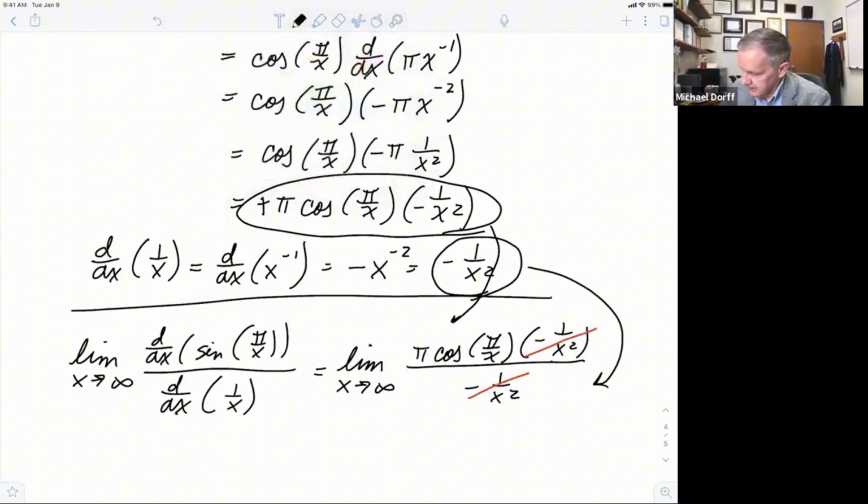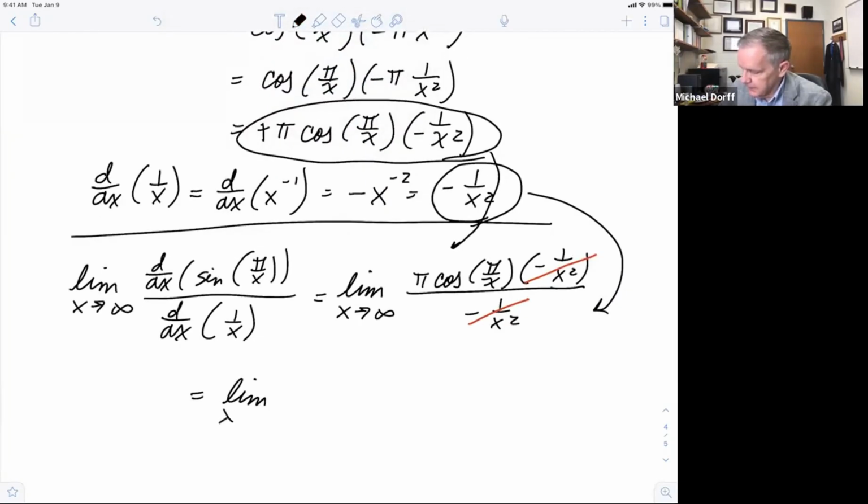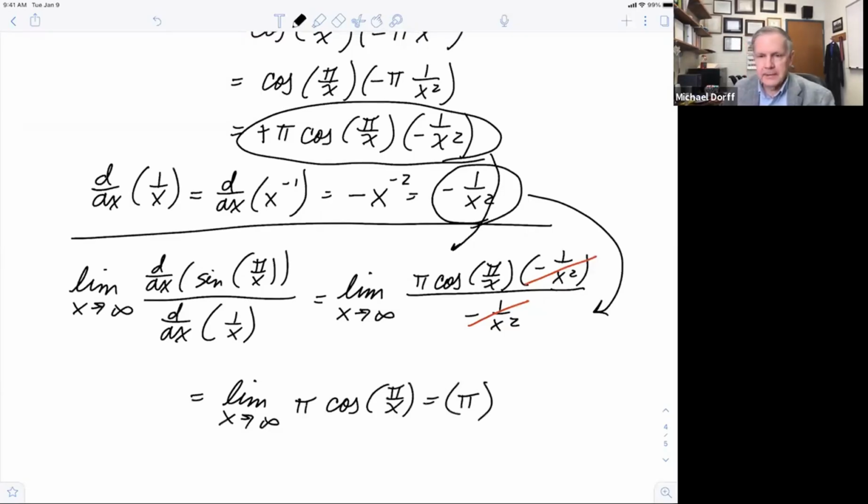And then that gives me the limit as x goes to infinity of just pi times cosine of pi over x. And that's going to equal pi because pi doesn't change. Right now I have the cosine of pi over x. We talked earlier that the pi over x, since pi is non-zero and x is going to infinity, is going to go to 0. So we're going to get the cosine of 0, which is 1. And so pi times 1 is pi.